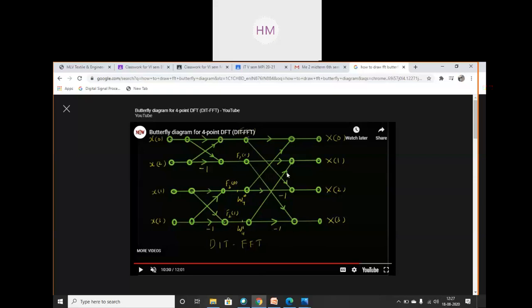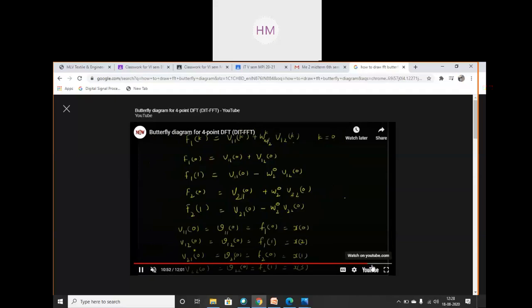Then alternate, first -1, then 2. Leave 2 lines, write in 2 lines -1. Output is in the same sequence, not bit reversed order. X of 0, see capital X in the frequency domain, we are getting the outputs. It is a transform technique. X of 0, X of 1, X of 2 and X of 3. Clear? So in this way you have to draw the diagram.